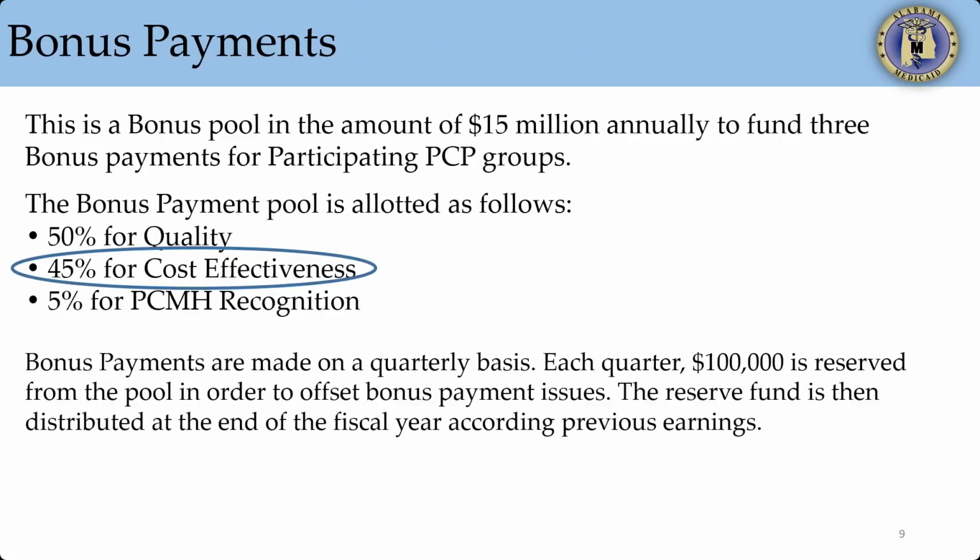The bonus pool for the ACHN program is $15 million annually to fund these 3 bonus payments. 45% of the total bonus pool will be paid for cost effectiveness. These bonus payments are made on a quarterly basis. Each quarter, $100,000 is reserved from the bonus pool in order to offset bonus payment issues. That reserve fund is then distributed at the end of the fiscal year according to the previous earnings.